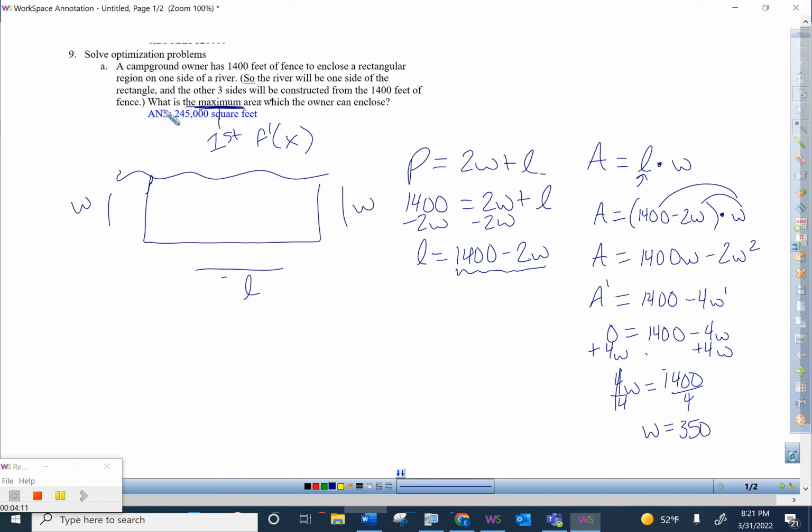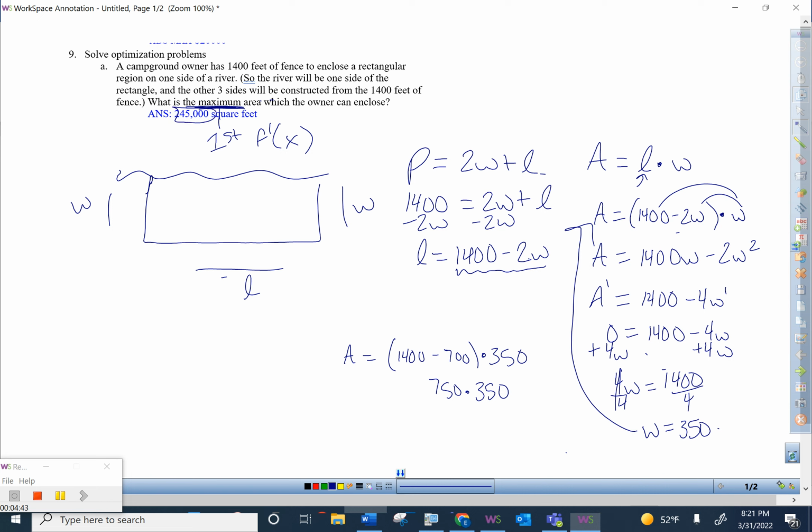Okay, it says what is the maximum area. It doesn't ask for the width, it doesn't ask for the length, it asks for the area. But in order to find the area, we have to go back to our formula here and plug stuff in. So here we've got 1,400 minus 2 times W would be minus 700. And then times the 350. So this is just 700 by 350, and that's where this number right here comes from.